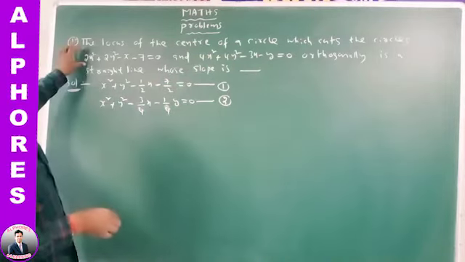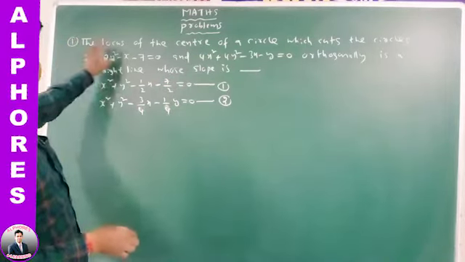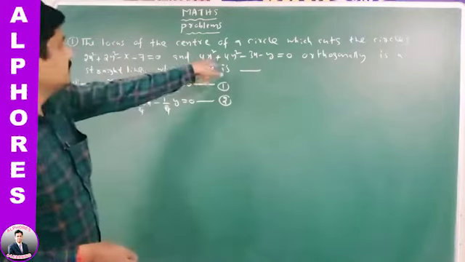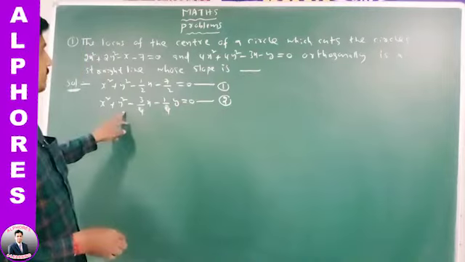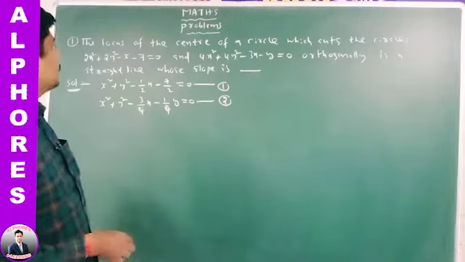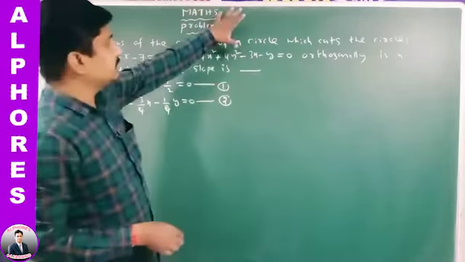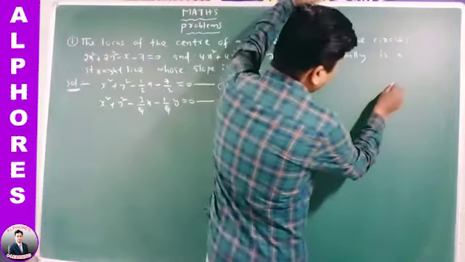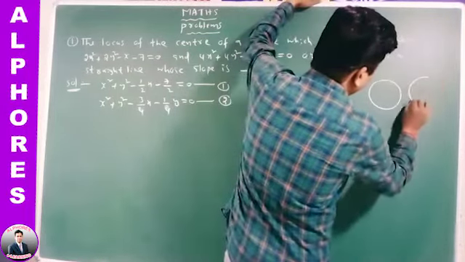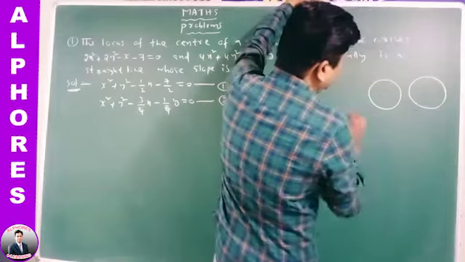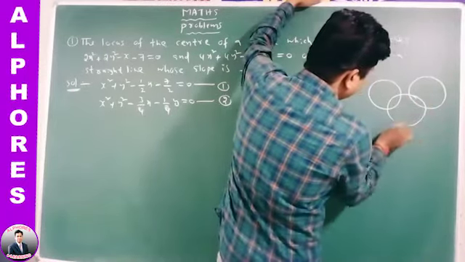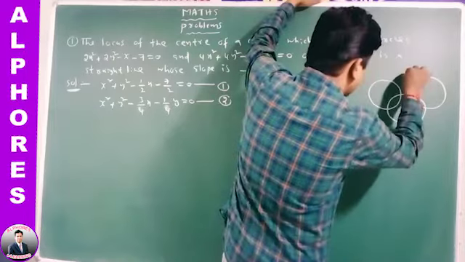First circle: x square plus y square minus x by 2 minus 7 by 2 equal to 0. Second circle: x square plus y square minus 3 by 4 into x minus 1 by 4 into y equal to 0. Okay, here the locus of the center of a circle which cuts the given two circles orthogonally is a straight line.